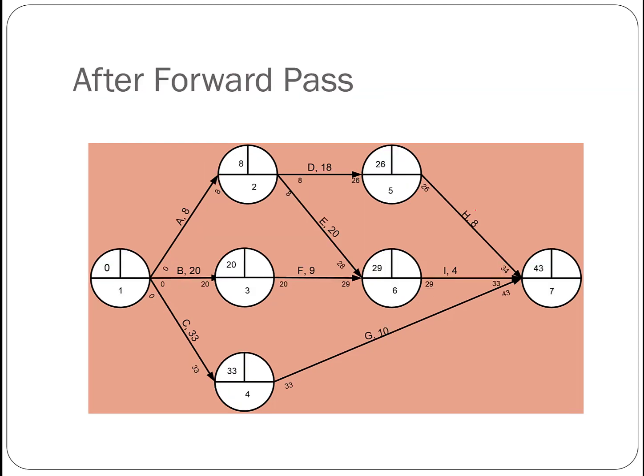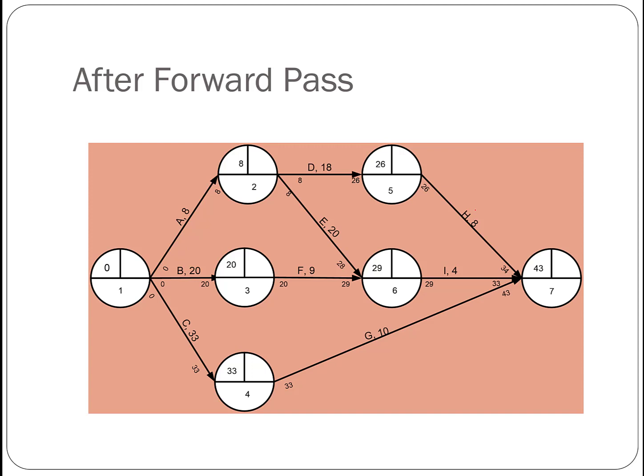Okay, and this is a summary of that path network with all the early time calculated. So we have the early start time, early finish time calculated and written under the arrows for each activity. And we also have the early time for each event. Each event represents the completion of the activities that go before that, and the starting of the activities that go after it. Now we're going to go backward to find out the late times for the activities and the events.